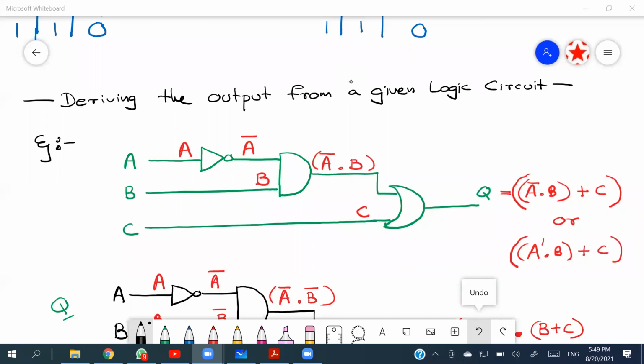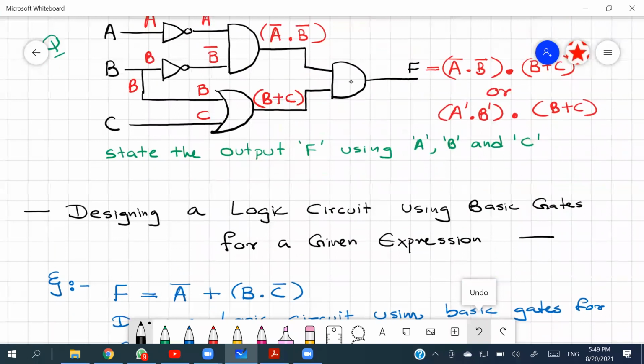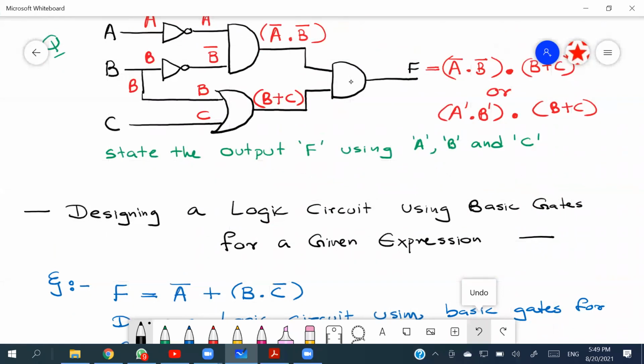All right, so this is the thing that we have done last time. We first discussed how to take an output once we are given a particular circuit, which is quite easy, right? Then we talked about how we are going to create a circuit for a given expression, right?